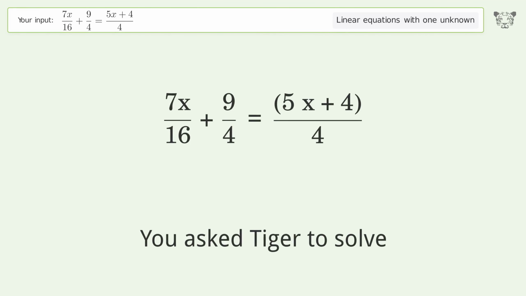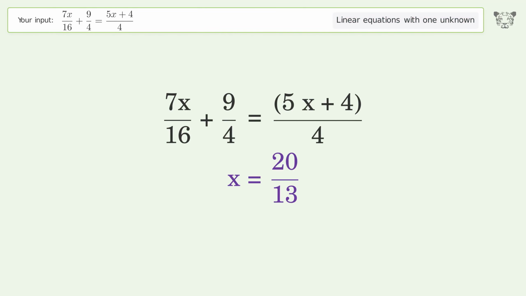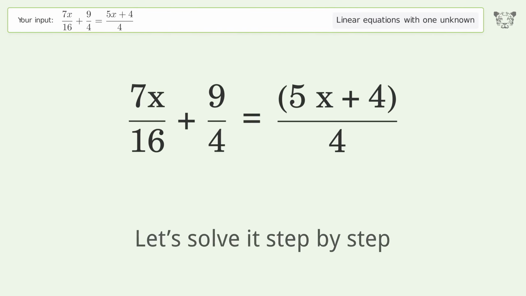You asked Tiger to solve this. It deals with linear equations with one unknown. The final result is x equals 20/13. Let's solve it step by step.